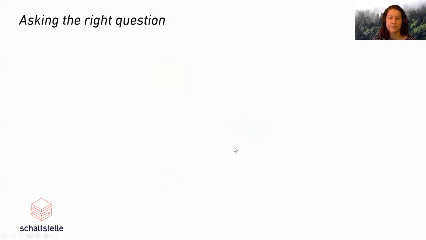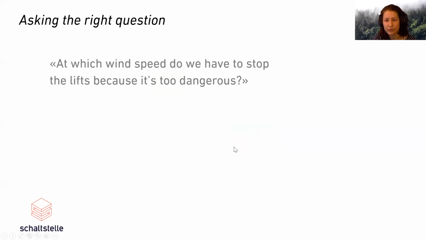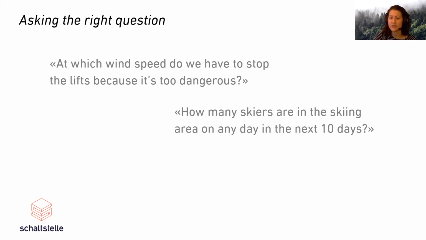If I ask, for example, at which wind speed do we have to stop the lifts because it's too dangerous, I probably need weather data and engineering data of the lifts to make the predictions, but maybe also some sensor data of the lifts to see how they react in different wind speeds. If I ask, how many skiers are in the skiing area on any day in the next 10 days? I don't need any engineering data of the lifts, but probably some data from the past years, along with weather data and economic data.